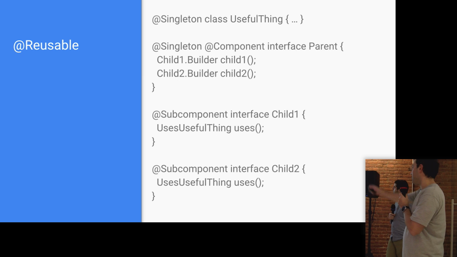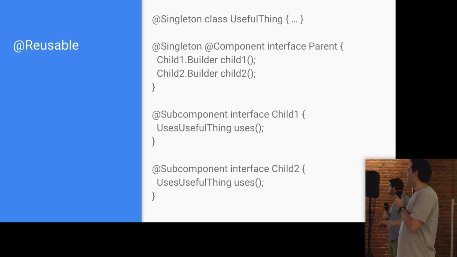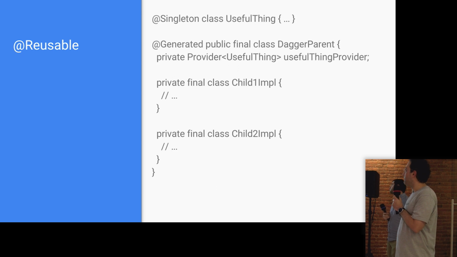So before I show you about reusable, here's an example. You have a useful thing, you've decided to make it singleton because you don't want to instantiate it too many times. You have a parent interface that doesn't use it. It has two child subcomponents that both use that useful thing. What ends up happening when you generate code is you have that Dagger parent, and the useful thing provider is all the way up there at that root component, even though it's never used.